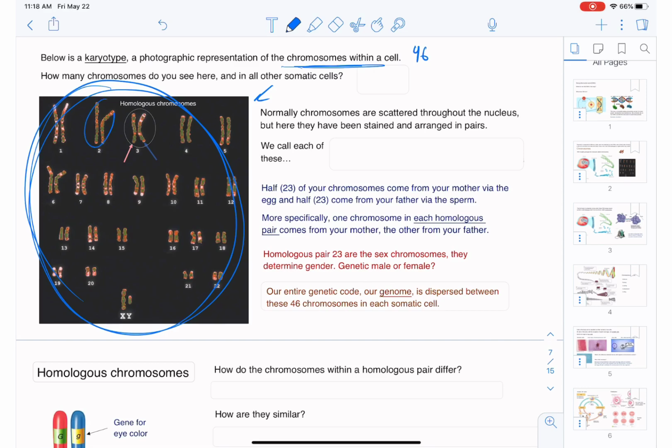And just remember that each of these is a homologous pair, homologous chromosomes, and the chromosomes within a homologous pair contain the same genes, but they don't contain all of the genes. Maybe homologous pair 3 here contains 1,000 protein coding genes. Maybe homologous pair 4 contains 3,000 protein encoding genes. But collectively, all 21,000 of those protein encoding genes are dispersed between these 46 chromosomes within each cell of the body.